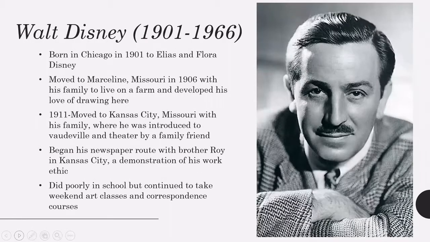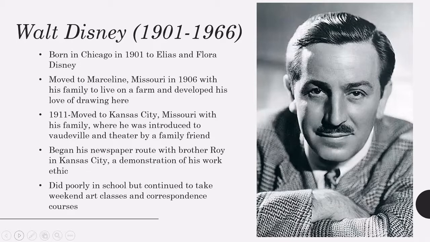But let's move on to talking about Walt Disney. Just a little bit of background information about Walt Disney. He's born in Chicago in 1901, and his parents are Elias and Flora Disney. He moves to Marceline, Missouri in 1906 with his family to live on a farm, and this is where he starts drawing and learning that he loves to be artistic. He'll also find Marceline, Missouri very, very important to him. Later when he builds Disneyland, he builds Main Street USA based on Marceline, Missouri, even though he only lived there for 5 years from the time he was 5 to 10.